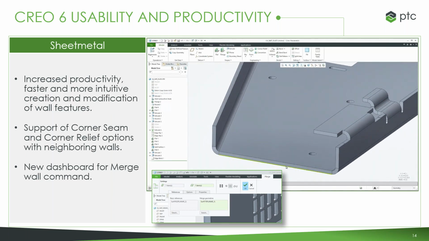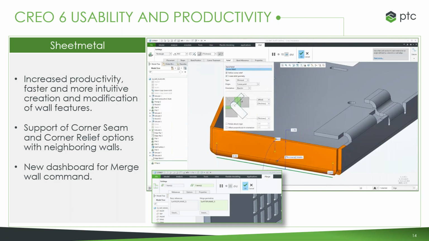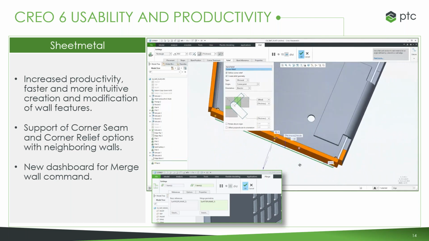Updates to the sheet metal, mostly having to do with increased productivity. And so it's much more intuitive for things like creating walls, and this includes a lot of instant options. It works well with creating corners, building out seams, reliefs, and of course, as we're building all of this out, you can see right on the model instant previews of exactly what we're building out. And we also have a new dashboard for merging walls, and again, working in this beautiful new interface. Even with the sheet metal, everything you do is going to look very clean and very easy to visualize.